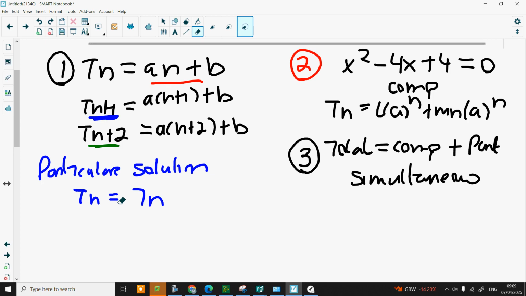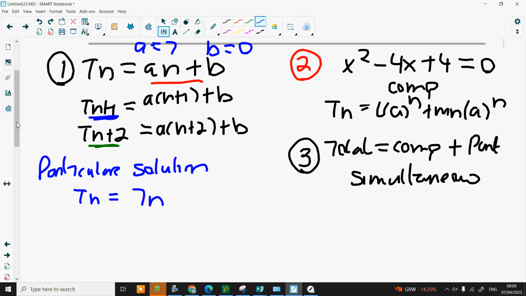Tn equals 7n. Do you remember we got a equals 7 and b equals 0? And this is for the particular solution. So the particular solution doesn't affect the complementary solution. You can get one wrong and the other one right.